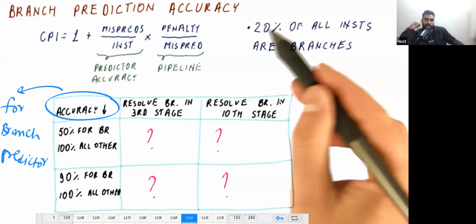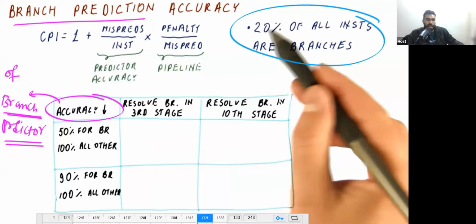So there is a branch predictor. We are using a branch predictor that will do the prediction. This predictor has an accuracy of 50% for branch instructions and 100% for all the remaining instructions. Branch you are resolving in the third stage. Then tell me, what is the CPI? CPI will be 1 plus, what should I write?